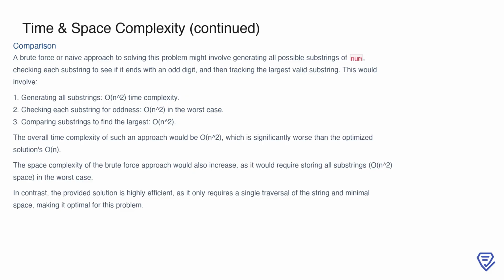This results in an overall time complexity of O(n²) for the brute force method. Additionally, the naive approach would require storing all substrings, leading to a space complexity of O(n²) in the worst case. In contrast, the optimized solution only requires a single traversal of the string in minimal space, making it far more efficient.